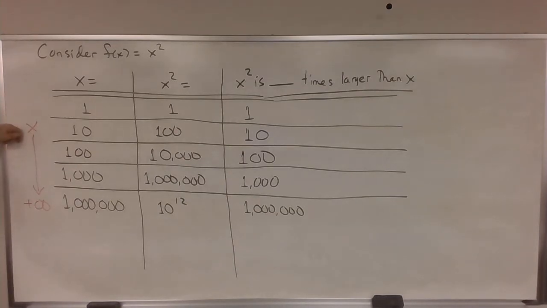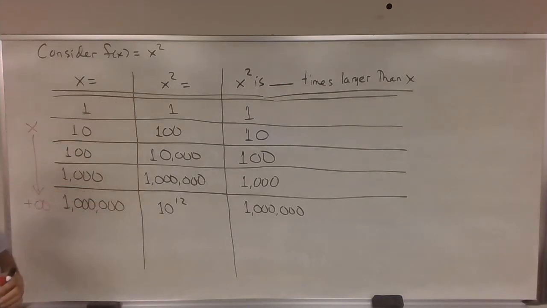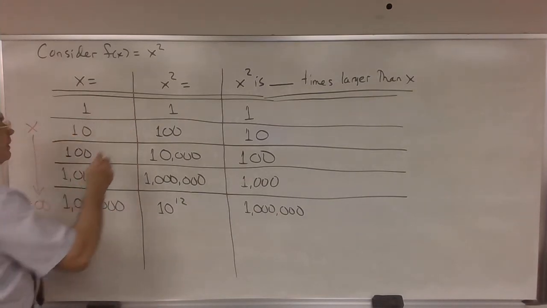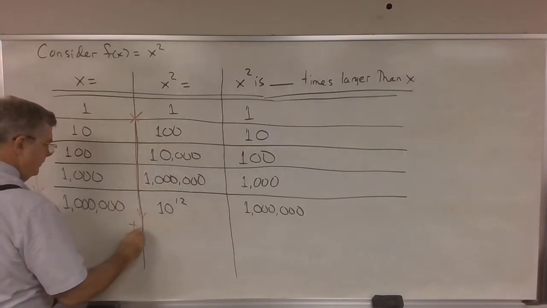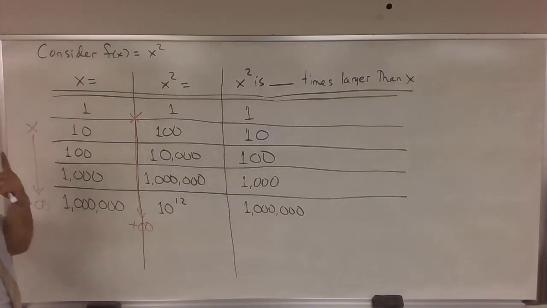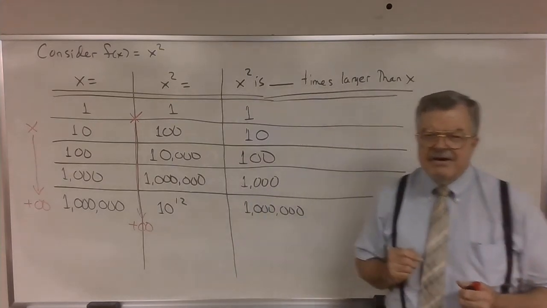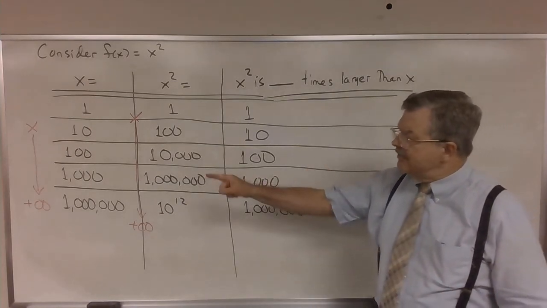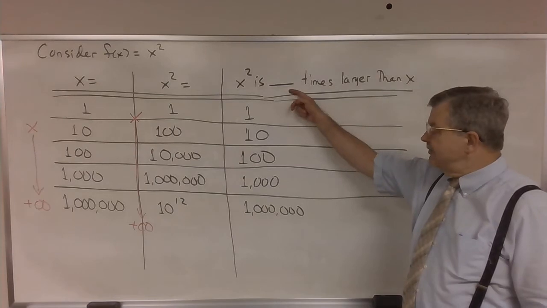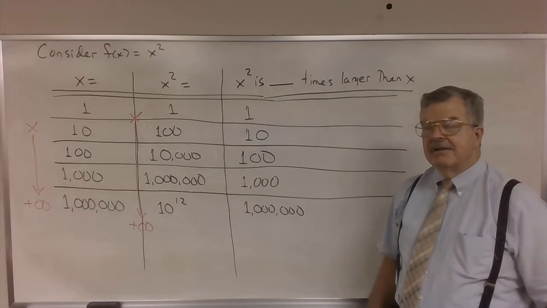Now, as x goes to plus infinity, what's x squared doing? Well, x squared is getting large without bound also, isn't it? So right here, I'm going to write x is going to plus infinity. X squared is going to infinity. They're both going to infinity. And yet, as x goes to infinity, x squared is becoming infinitely larger than x. Now that's strange.